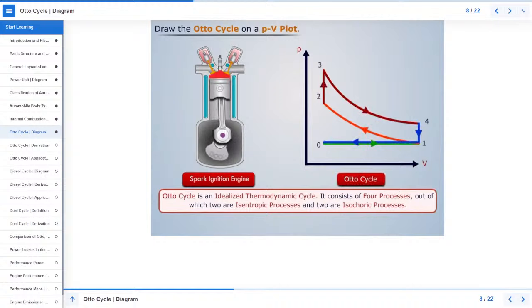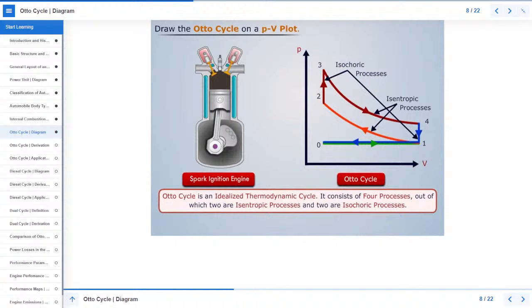Which is the basis for spark ignition engines. It consists of 4 processes, out of which 2 are isentropic processes and the other 2 are isochoric processes.